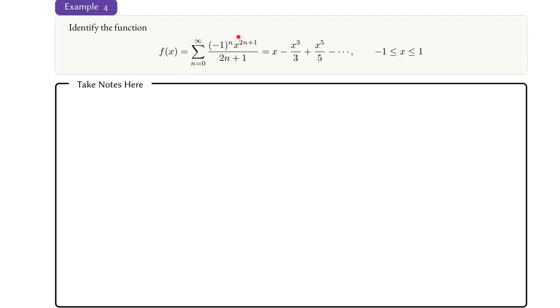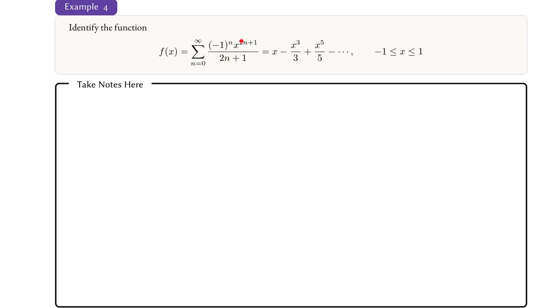Identify the function f of x equal to the sum, n going from 0 to infinity, of negative 1 to the n, x to the 2n plus 1 over 2n plus 1, which is x minus x cubed over 3 plus x to the 5th over 5 minus and so on, for x strictly between negative 1 and 1.